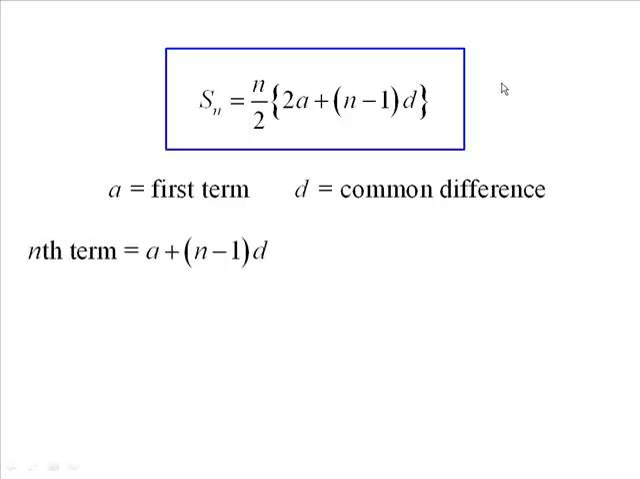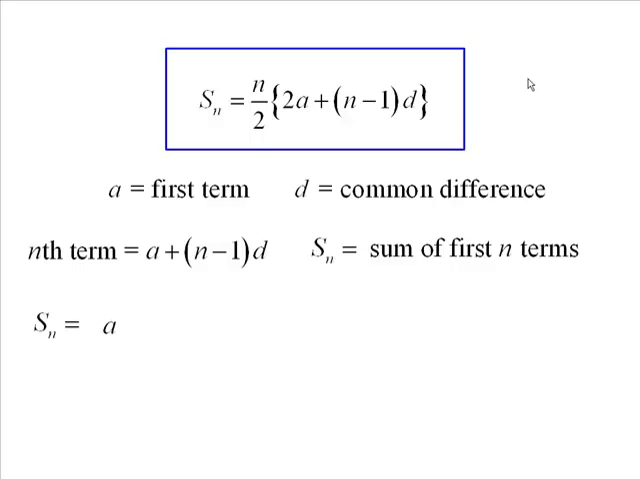The nth term, therefore, is A with n minus 1 d's added onto it, and Sn just represents the sum of the first n terms. So that's the formula for the sum of the first n terms. But where does it come from?